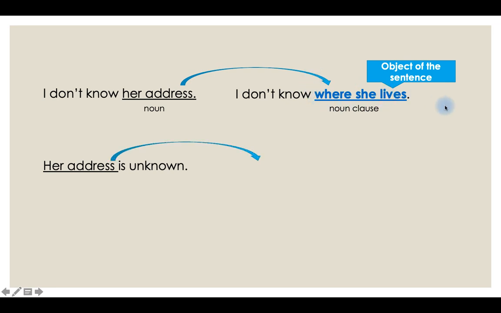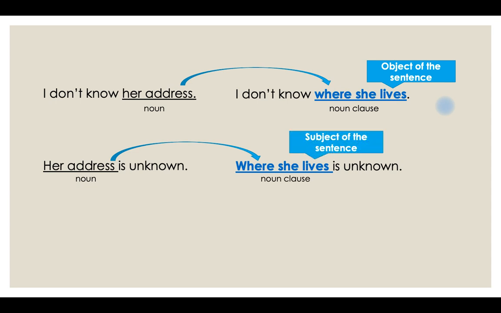What about the second sentence? Her address is unknown. Where she lives is unknown. Nerede oturduğu belli değil. So, out of a noun or noun phrase, her address, we made a noun clause. Where she lives, and in this position, this is the subject of the sentence. What is unknown? This is the question that we can ask to this sentence. Where she lives is unknown.